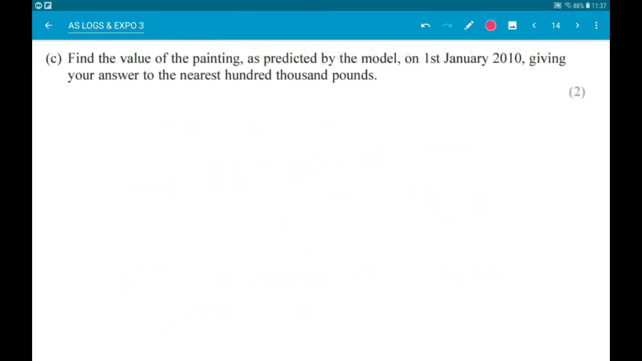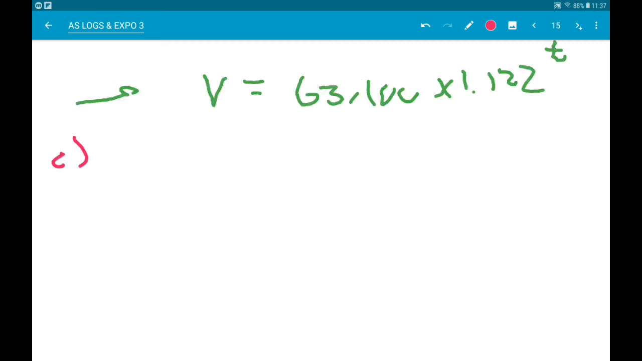Okay, then for part C, find the value of the painting as predicted by the model on the 1st of January 2010, giving your answer to the nearest £100,000. Okay, so we need to work out what T would be. So 2010 take 1980 is 30. So we're substituting T equals 30 into the model.